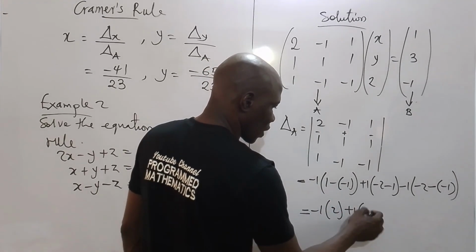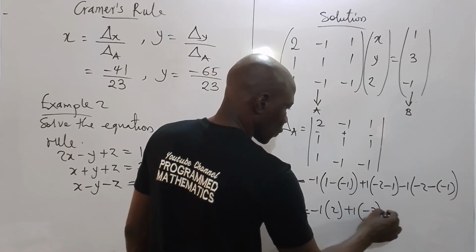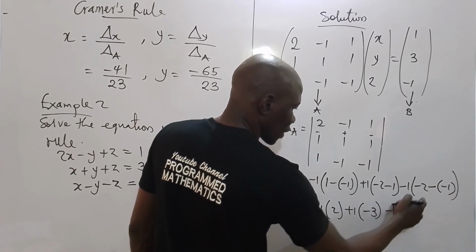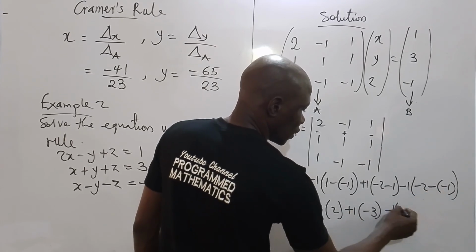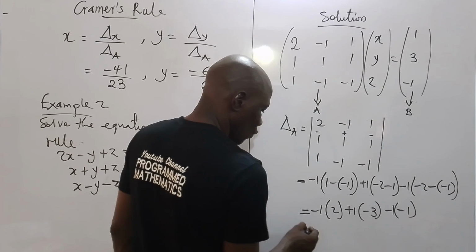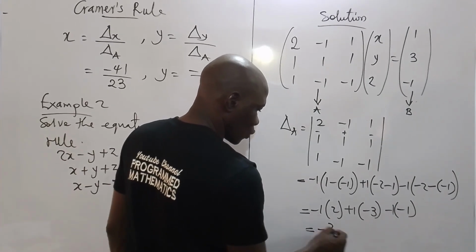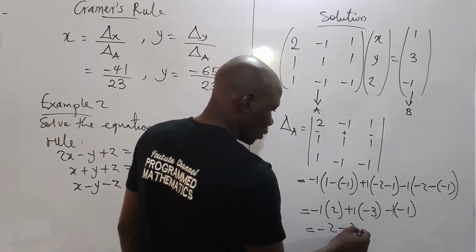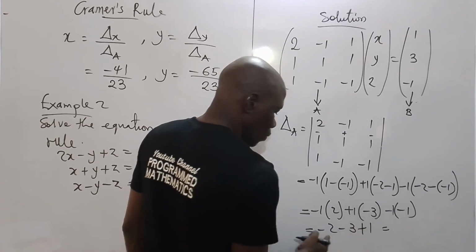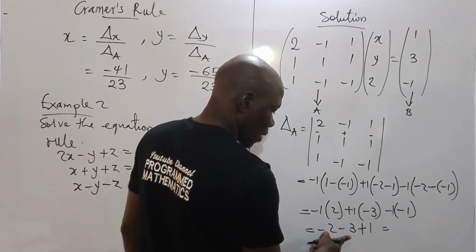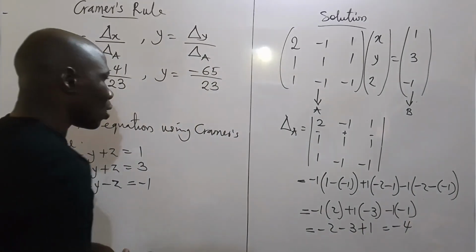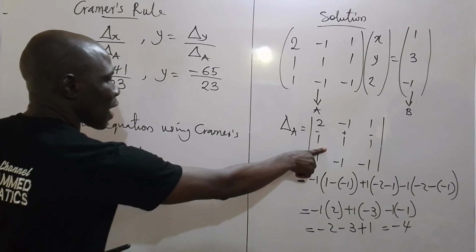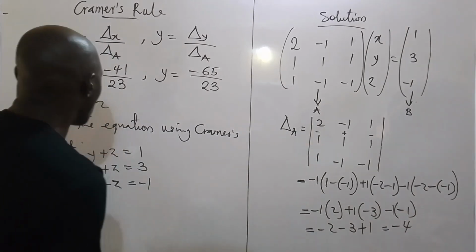2 plus 1, bracket, minus 3, minus 1, bracket, minus times minus is plus. Minus 2 plus 1 is minus 1. So if we simplify this, finally this is minus 2, minus 3, plus 1. Minus 2 minus 3 is minus 5. Minus 5 plus 1, that's minus 4. So the determinant of the matrix of the coefficient is minus 4.